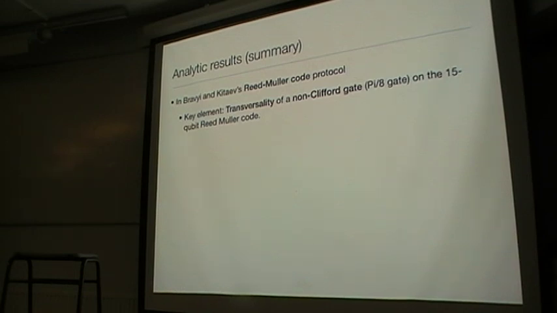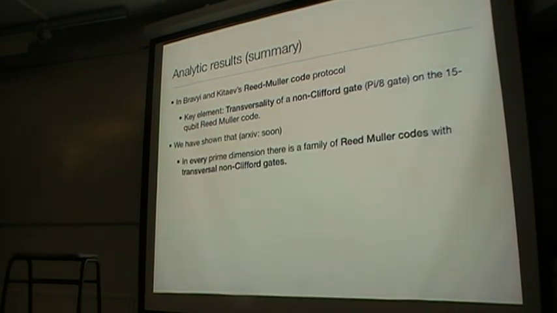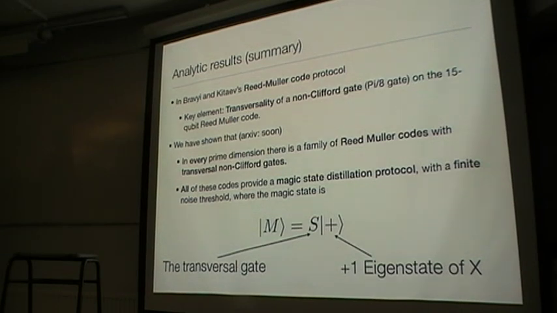And this is very important in fault tolerance because if you can apply your unitaries bit by bit, then errors don't spread throughout from one bit to the next. So it's a good way of sort of isolating your errors. But it also is useful just for its analytic properties. And it turns out that the transversality of a non-Clifford gate is at the heart of Browne-Kataev's Reed-Muller distillation protocol. So that's what we've been able to generalize. And in fact, we've been able to show that by generalizing this construction to qubits, in every prime dimension, we can find Reed-Muller codes with this non-Clifford gate transversality, and that leads directly to magic state distillation protocols.